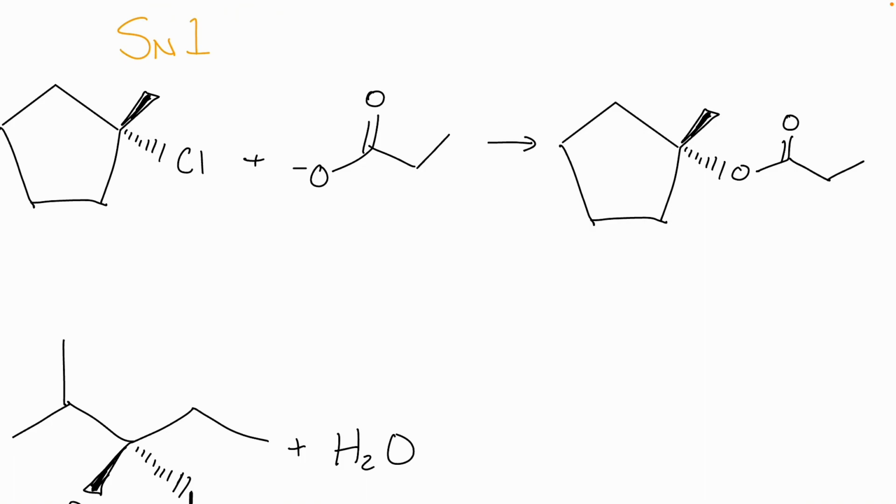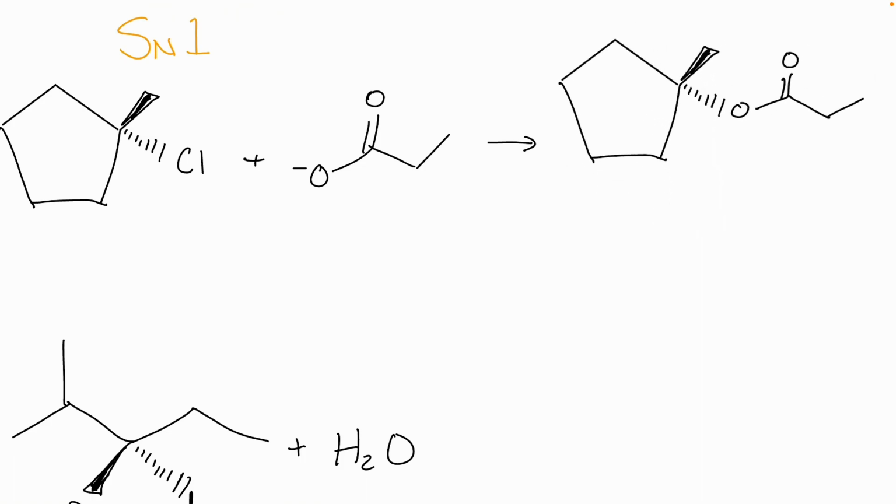But then I'm going to draw a second product where I'm going to change my wedge and my dash, right? So now this one up top will be the dash, and this one down at the bottom will be the wedge. These are my two products for this reaction. We've got to draw them both for an SN1 reaction.